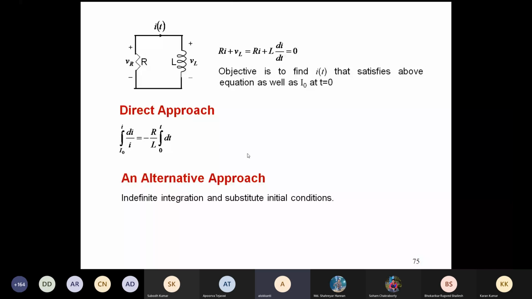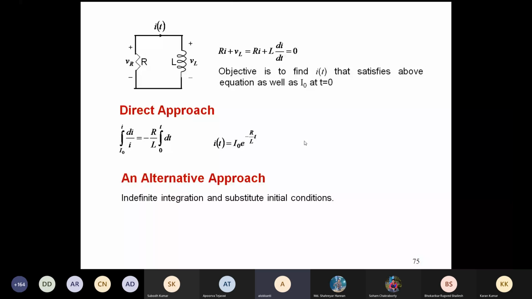You do the indefinite integration, you get some constant, you substitute the initial conditions, get the value of that constant, and ultimately get the expression for i(t), because our objective is to get the value of i(t). So in the direct approach, you get i(t) equal to I naught e to the power minus R by L t. All of you can do this? Yes, sir. So i(t) equal to I naught e to the power minus R by L t. There are different approaches. Indefinite integration you can also do. Here, in the first approach, we put the limits.